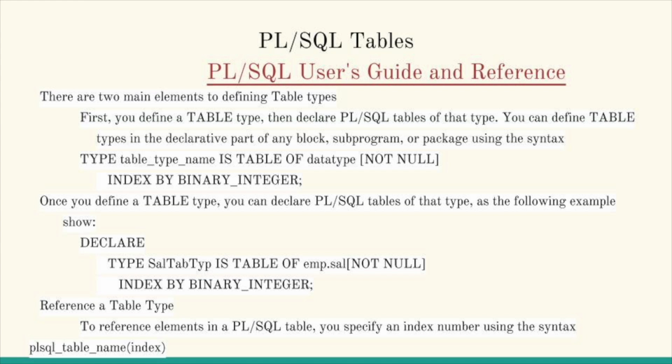These examples are taken from the book, Create Tables for Employee Salaries. TYPE sal_tab is TABLE is defining the salary table. IS TABLE OF emp_sal, employees' salaries, with the NOT NULL constraint, indexed by BINARY_INTEGER. Then to reference elements in a PL/SQL table, you specify an index number using the syntax outlined below, taken from the book.